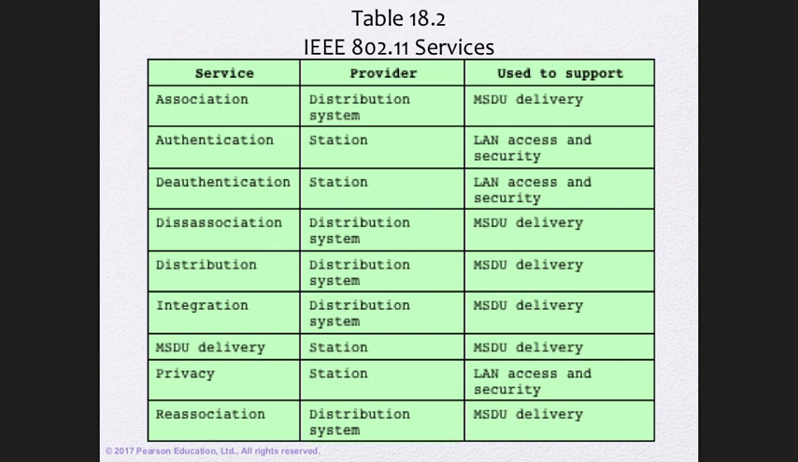Privacy, you know what's privacy? It's the process of protecting the information, okay? And finally, reassociation means that you connected to this access point, you disconnected from it, and you connect back to the same access point. That's the reassociation, okay?